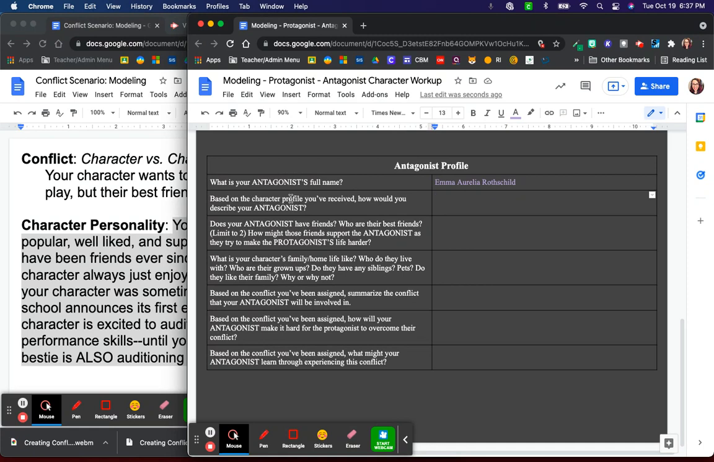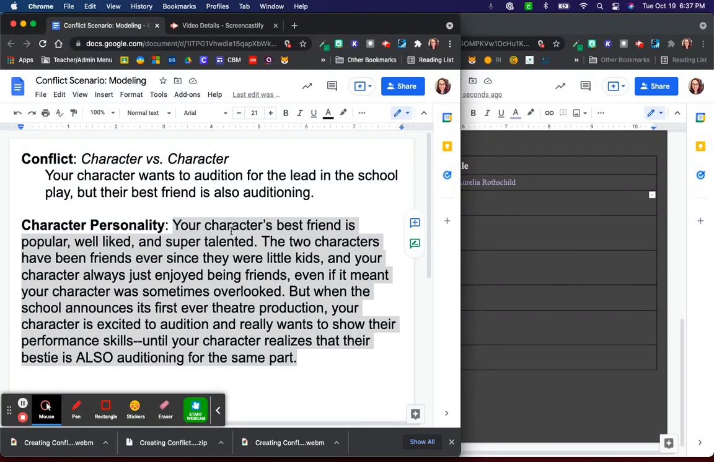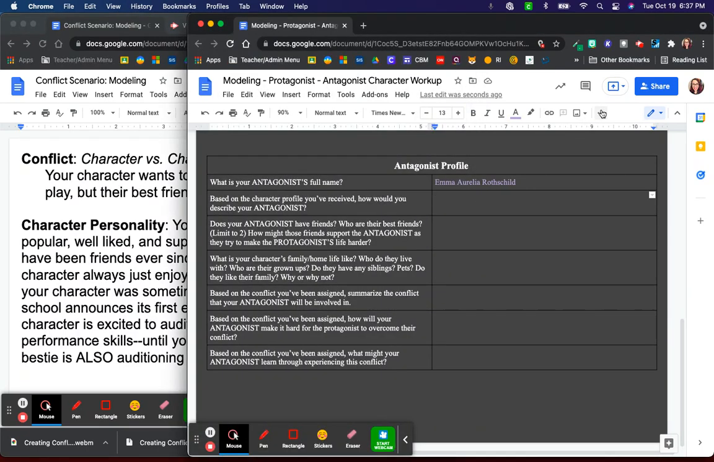And now, based on my character profile, I'm going to describe my antagonist. So I'm going to go back to my profile. Best friend is popular, well liked, super talented. These two characters have been friends since they were little, so I feel like she's pretty loyal as well. And maybe she likes to be the center of attention. She's popular, she's well liked, she's talented. She always wants to be the best at things. So I'm going to make a little bulleted list here. And you can do that by clicking these three dots and coming here to the bullet.